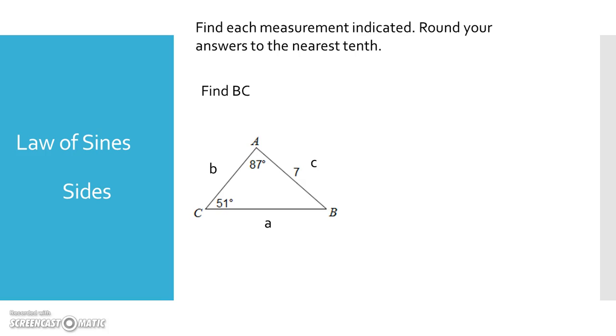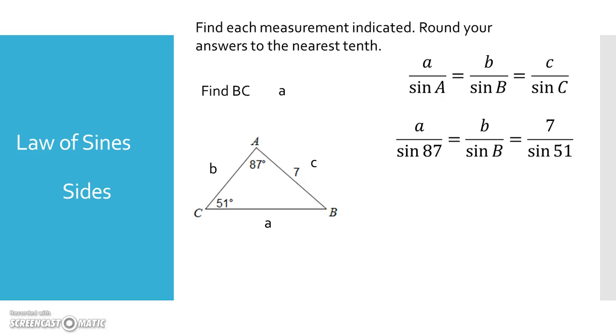So the reason we need to know this is here's the formula for law of sines. The question is we're trying to find BC, which is a, and here's our formula. It's lowercase a over sine of capital A, lowercase b over sine of capital B, and lowercase c over sine of capital C. Notice that all of the angle measurements are inside of sine, and all of the side lengths are on top. So we're just going to fill this information in. Well, a is what we're trying to find, so we leave that as a. Capital A is 87, lowercase b is nothing, capital B is nothing, lowercase c is 7, and capital C is 51. So we fill that information in.